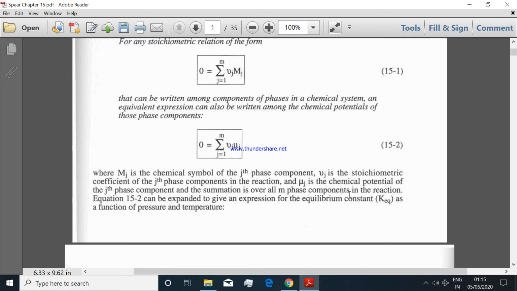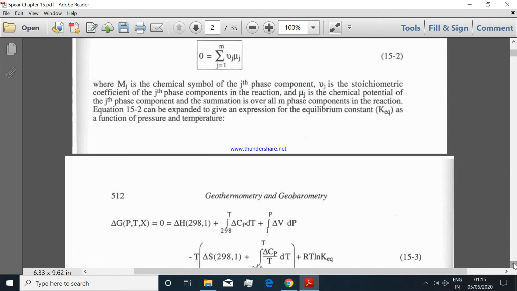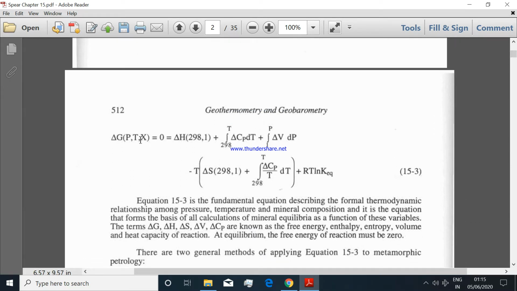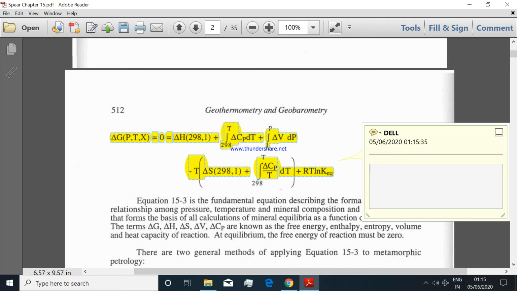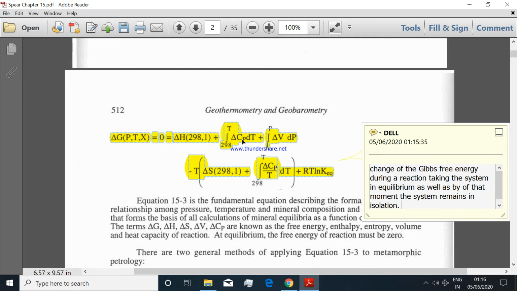The mu j is the chemical potential of the j components of the reaction, and this can be expressed as a function of the equilibrium constant, pressure and temperature. As well, we also know that for any change of the Gibbs free energy during a reaction, taking the system in equilibrium, at that moment the system remains in isolation. However, to reach this point, the system was closed.